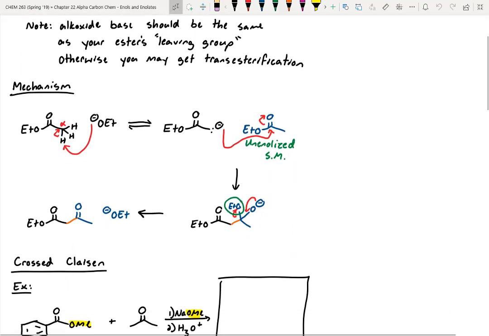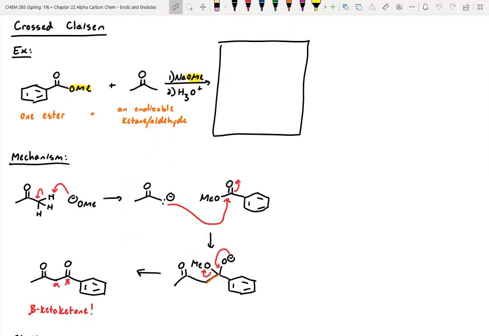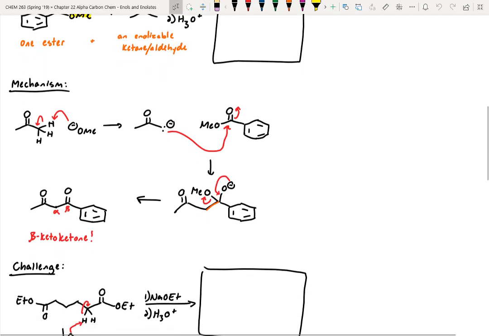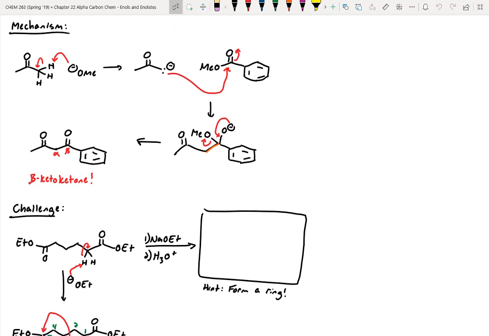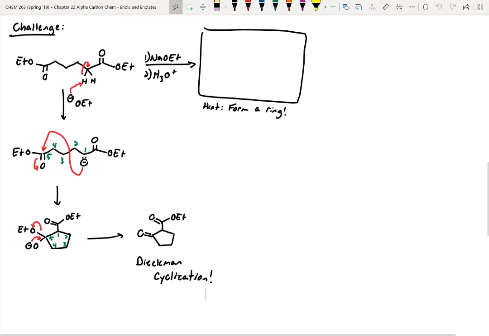And then we covered the mechanism. And then we also said we can combo this, right? Where we have an ester that will react with some sort of enolizable ketone or aldehyde. And in this case, you still get a dicarbonyl compound, but this time it's a beta keto ketone or a 1,3 diketone. And then we saw that this will also do intramolecular cyclizations. This example is just called a Dieckmann cyclization.